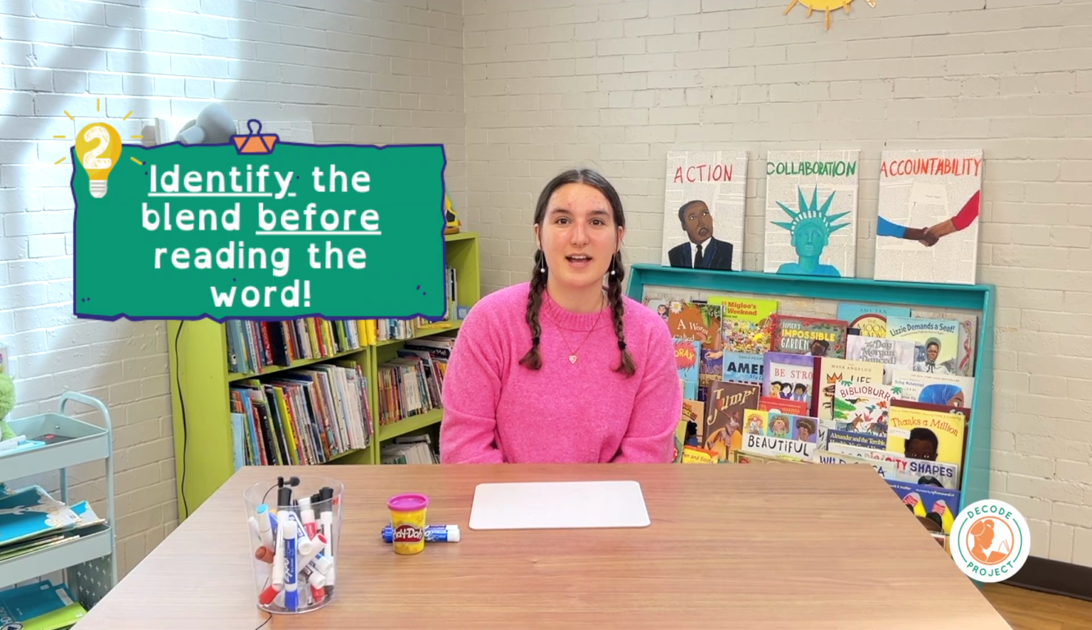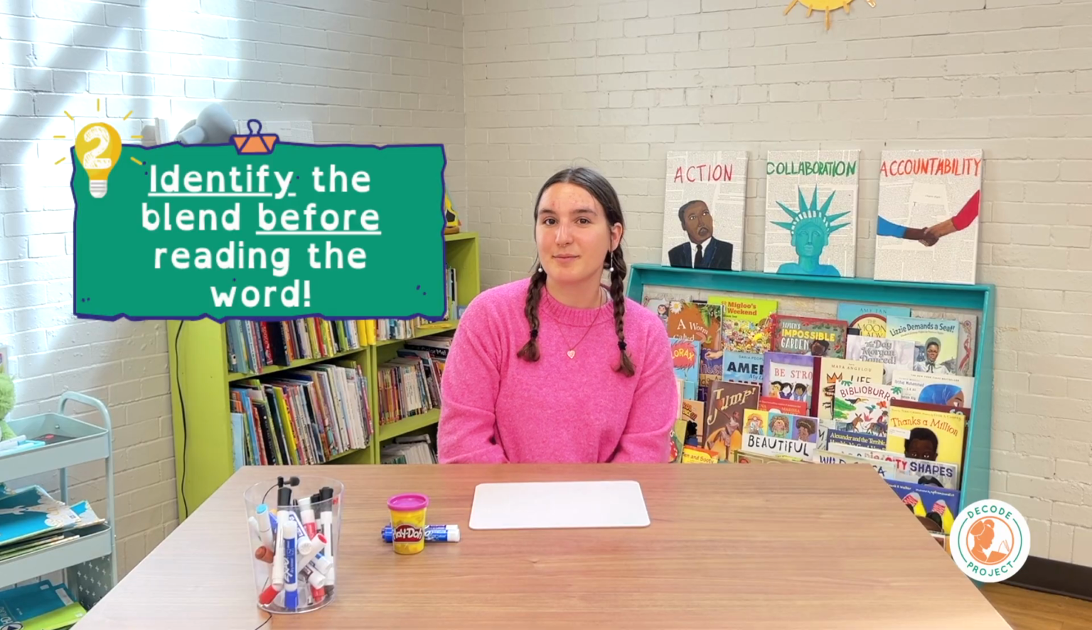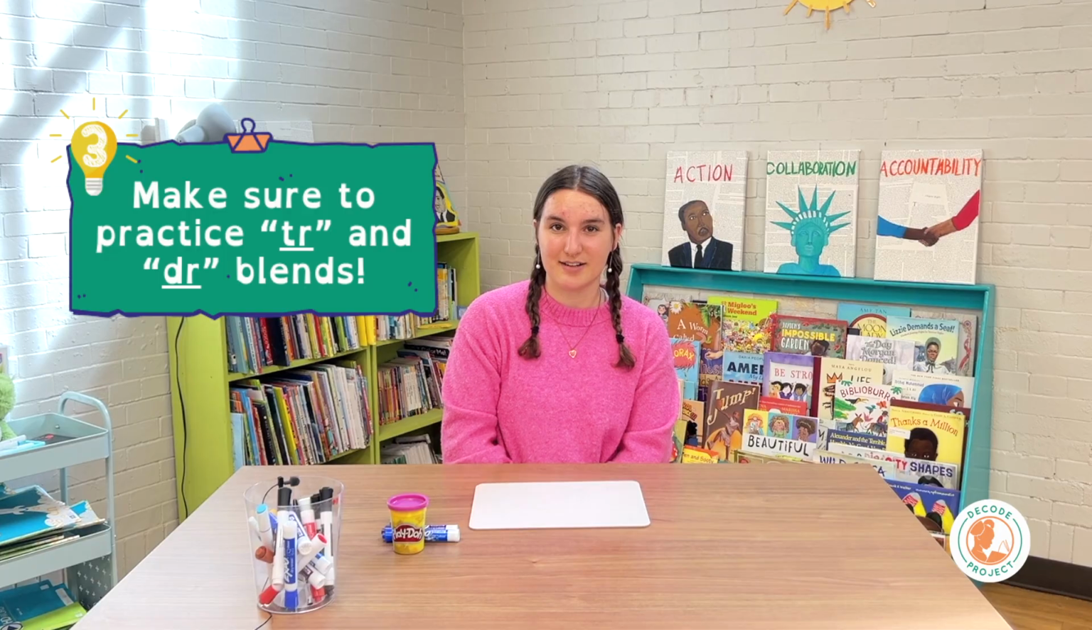Another tip for reading words with two-letter blends is to first identify the blend before reading the word, just like we did with our examples. So if your student is reading the word slug, for example, that has a two-letter blend, you can have them first identify that blend and then read the word, which can help them read it more accurately. One final tip is that the blends TR and DR can be more tricky for students at first, so you might need some extra practice on those.